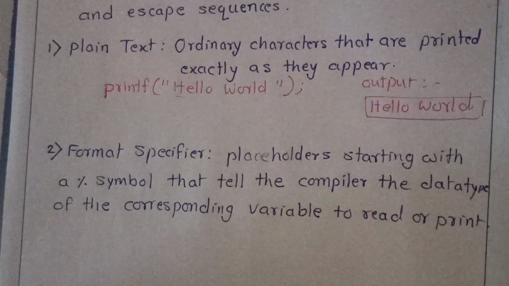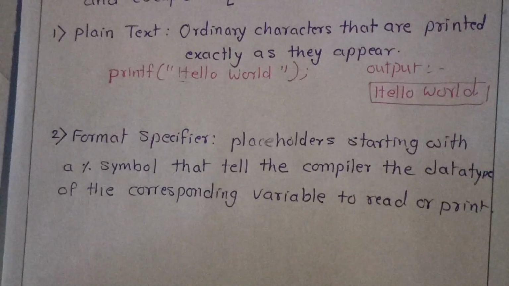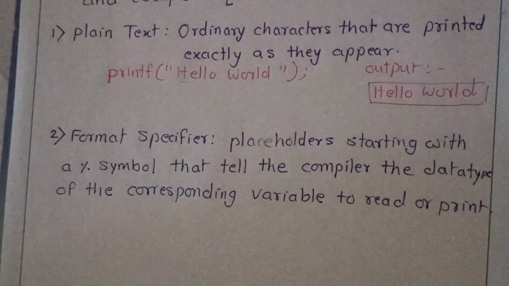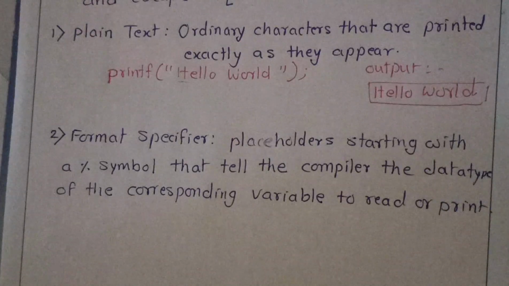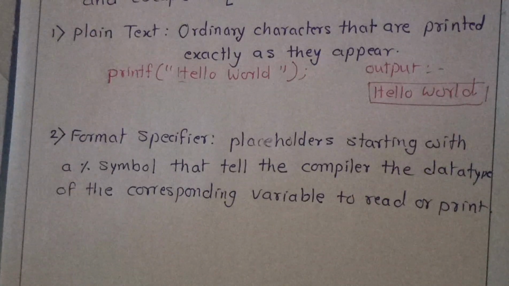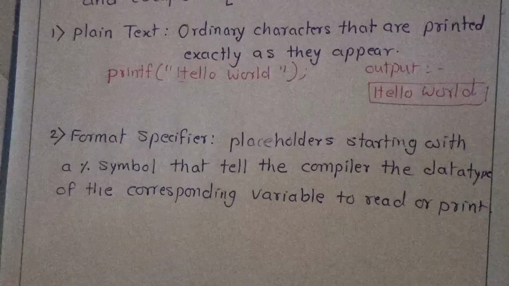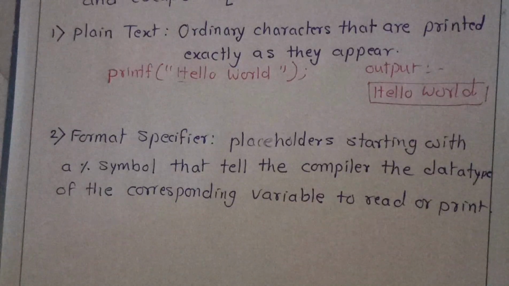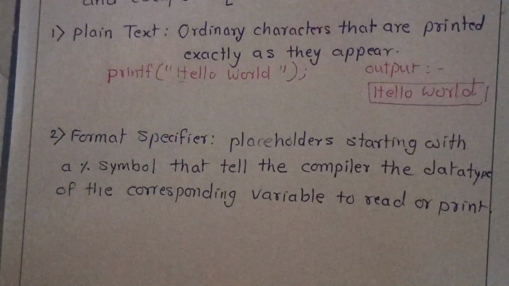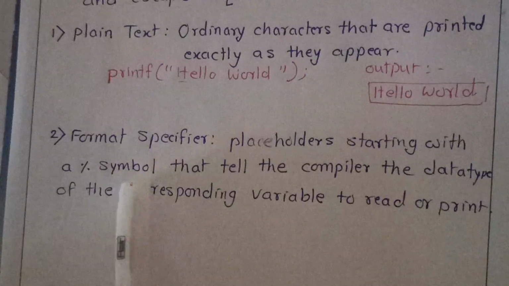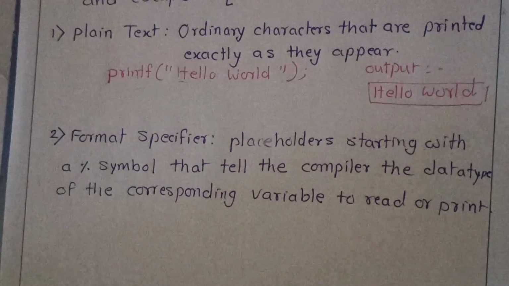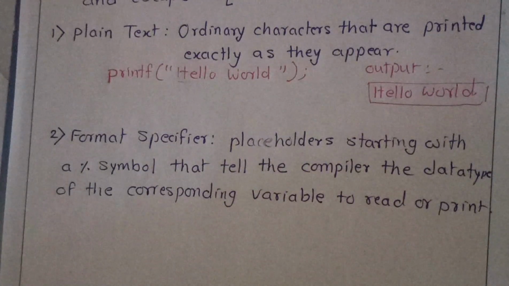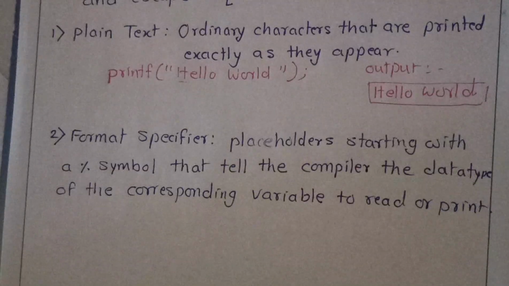Next is the format specifier. What do we mean by format specifier? It is a placeholder starting with the percentage symbol that tells the compiler the data type of the corresponding variable and where to print that variable's value.